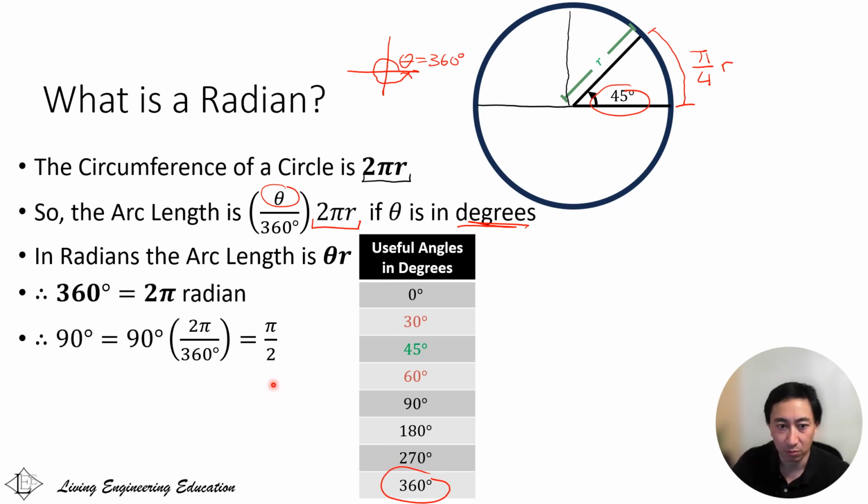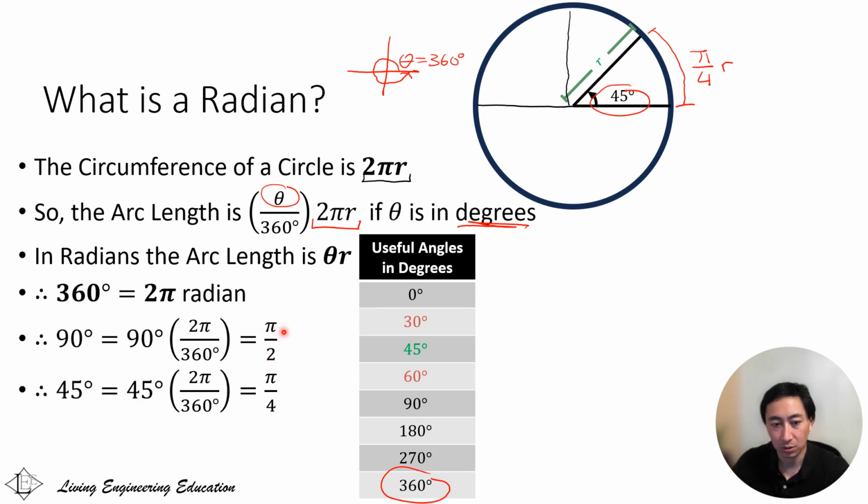So I'll do a couple with you. If I want to convert 90 degrees, that right angle, I could say 90 degrees multiplied by 1, right? So this is how I convert units. I say 2 pi divided by 360. Since 2 pi is equal to 360, this is just multiplying by 1. So 90 divided by 360 is 1/4. So 2 pi times 1/4 gives me pi over 2. So I get pi over 2 for 90 degrees.